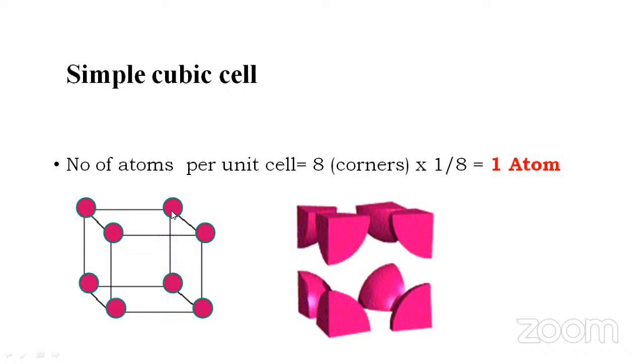This is also 1 by 8. This is 1 by 8. This is 1 by 8. So in total, how many corners are there? 8 corners, and each contribution is 1 by 8. Understood, all of you? Only 1 by 8 part of the atom is in this unit cell, and the remaining is shared with other unit cells. So total 8 into 1 by 8, the total contribution will be 1 atom.